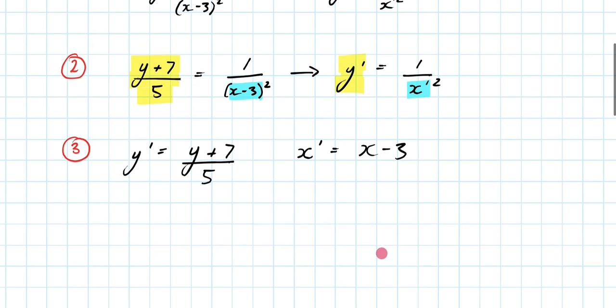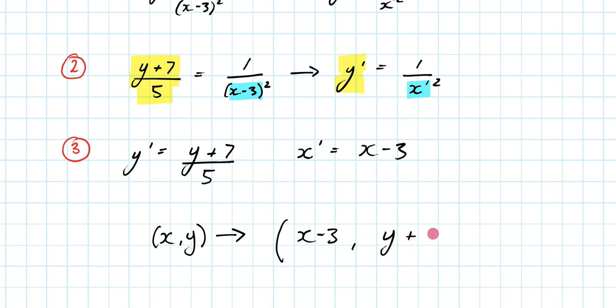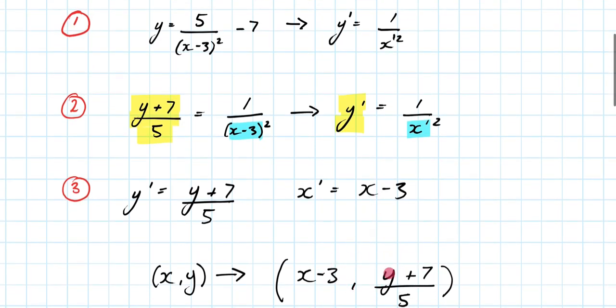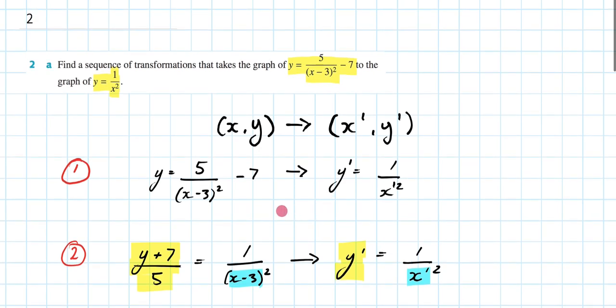So if we come here for a second, I'm starting with my original point, and then I'm applying my transformation, which is going to be x minus 3 and (y plus 7) over 5. In other words, if we apply these transformations to this, we arrive here at my newly transformed point.